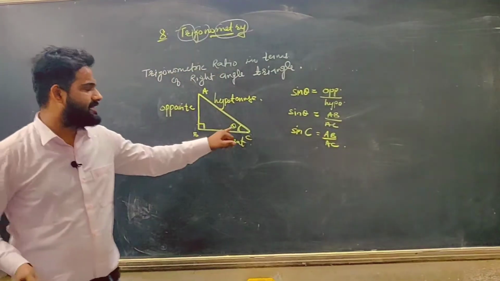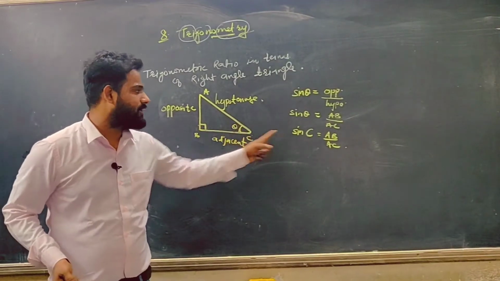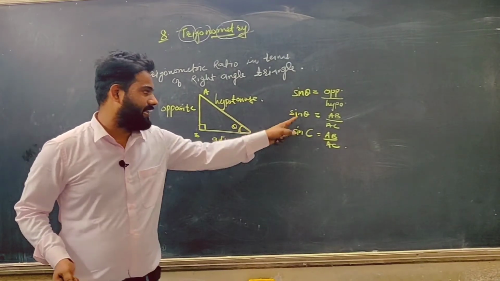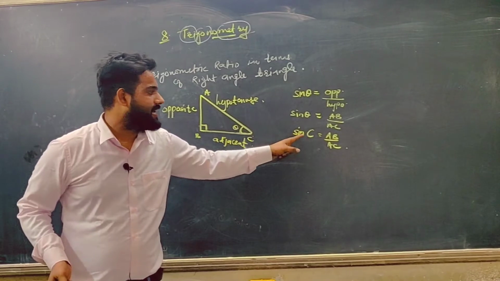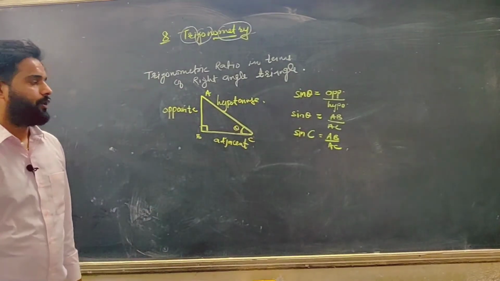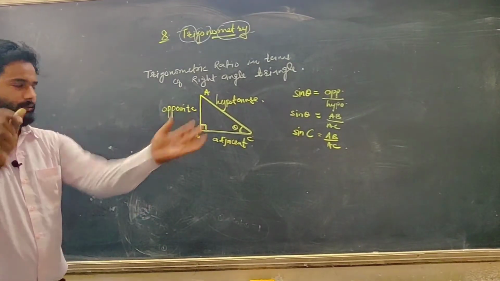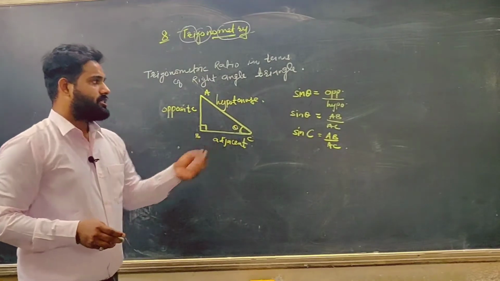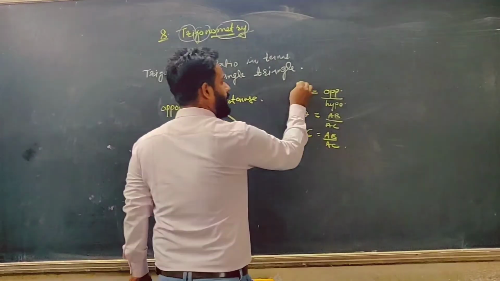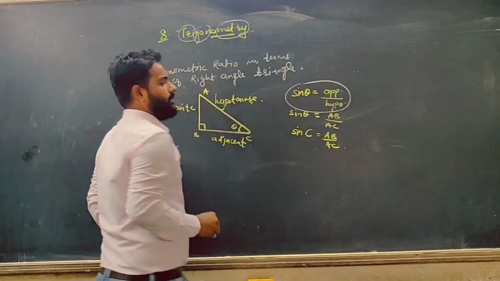Instead of writing sin theta, this can also be represented as sin C. Sin C is equal to AB upon AC, because this theta is which angle? It is angle C only. So instead of writing sin theta, this can be represented as sin C as well, that is AB upon AC. I hope it is clear. Right? So sin theta is equal to opposite upon hypotenuse. That is the first thing you have to remember.